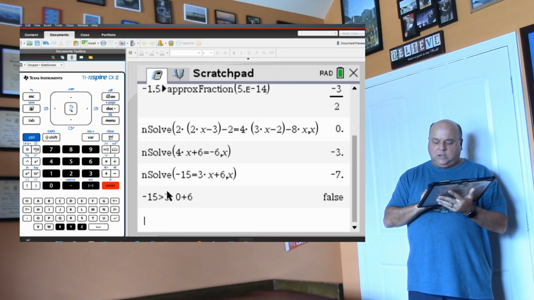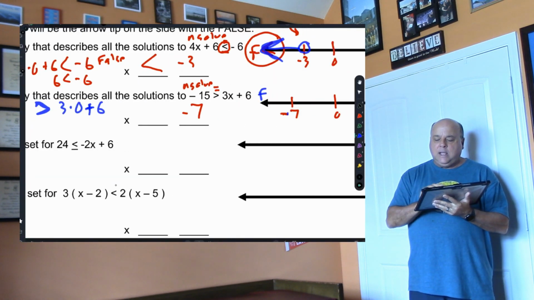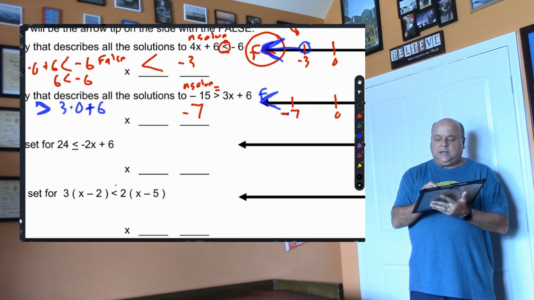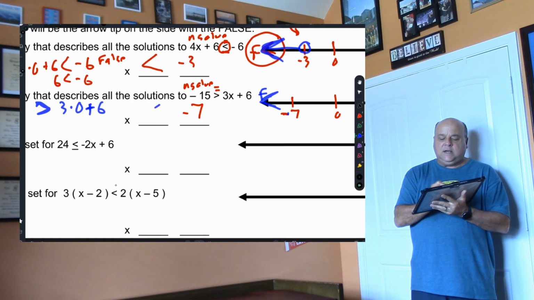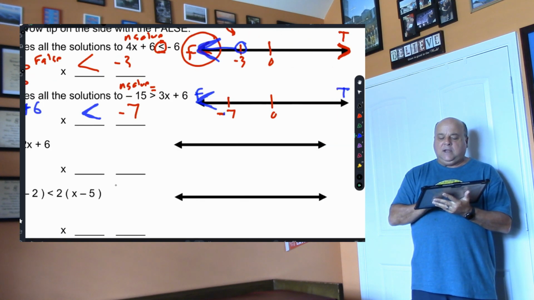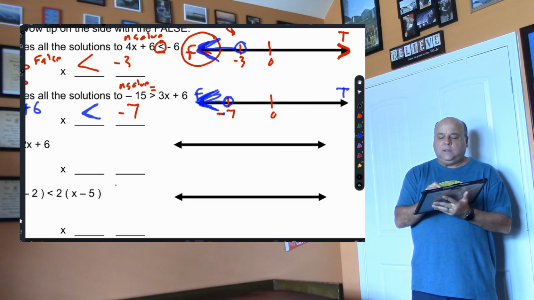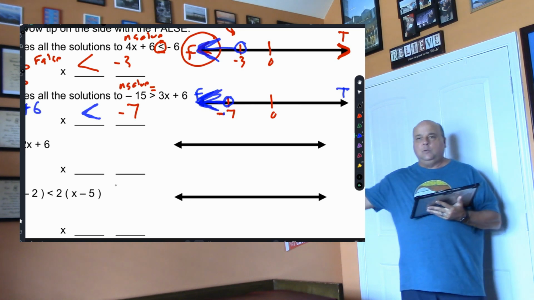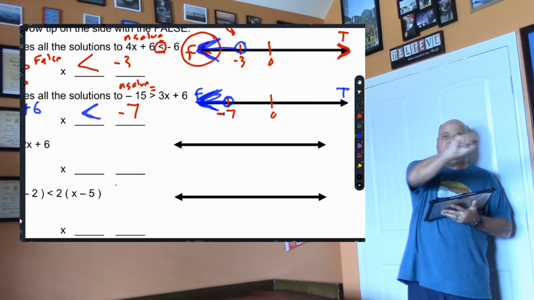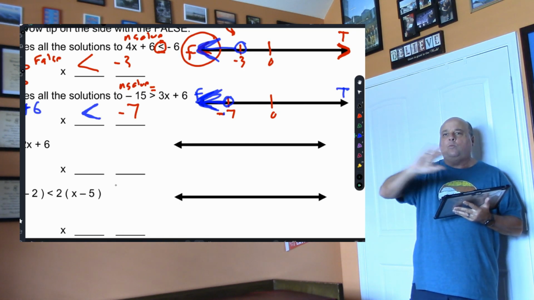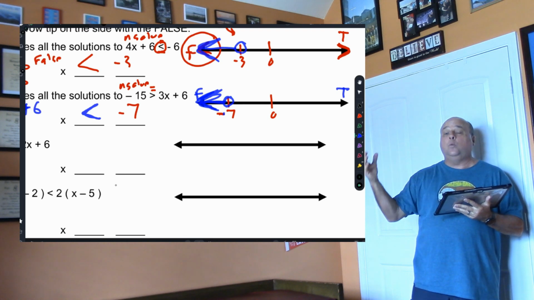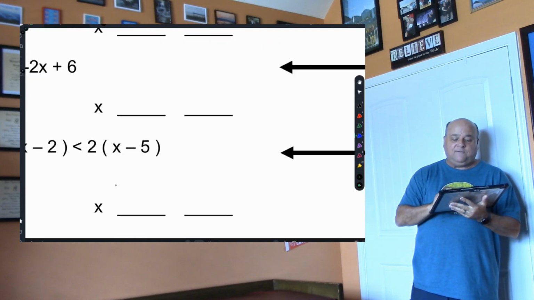So if you get false, we're going back to our paper. I'm going to pick this inequality. And notice that it flipped, didn't it? It went from greater than to less than. Now I need an open circle, and the arrow is going to go to the left. You would just click and draw it and make your arrow tip. Everything to the left of negative 7 works. Everything to the right of negative 7 would be false. That's what you're graphing.